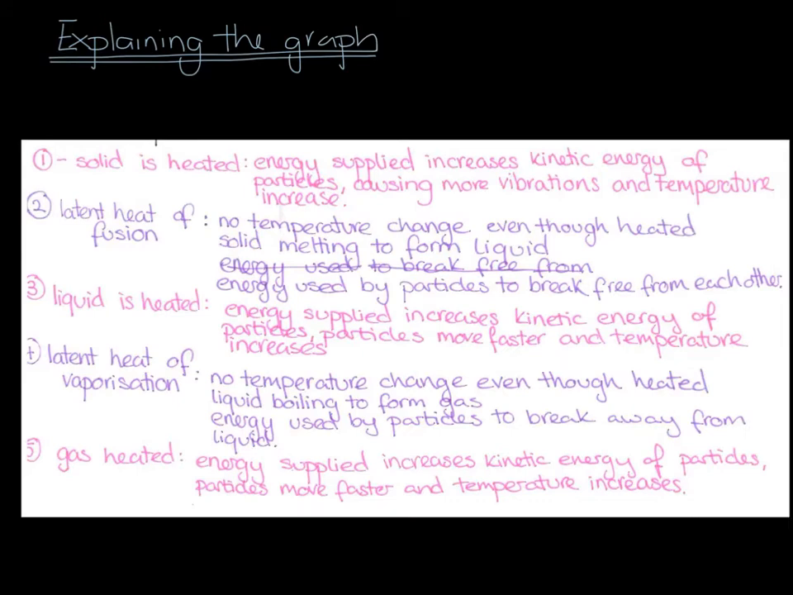Now what you have here is a number-coded description of each part of the previous graph that you saw. So for section 1, where the solid is being heated, section 2, where we've got the latent heat of fusion, which is a posh physics term that we're going to learn about in the next lesson, for melting, section 3, where the liquid is heated, section 4, latent heat of vaporization, again we're going to learn about that more in the next lesson, and then section 5, where the gas is being heated.